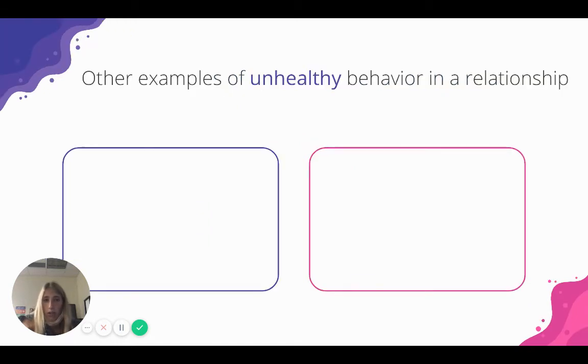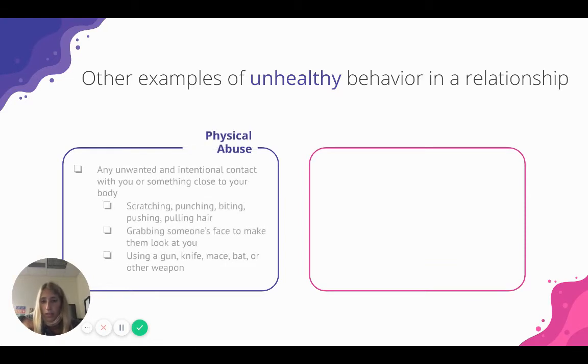Other examples of unhealthy behavior in a relationship is physical abuse. Obviously, any unwanted or intentional contact with you or something close to your body. So if they're scratching, punching, biting, pushing, pulling your hair, things like that, that's a warning sign. If they're grabbing your face to make you look at them, or maybe they're using weapons like a gun, a knife, mace, bat, or any other weapon to kind of exert power over you.